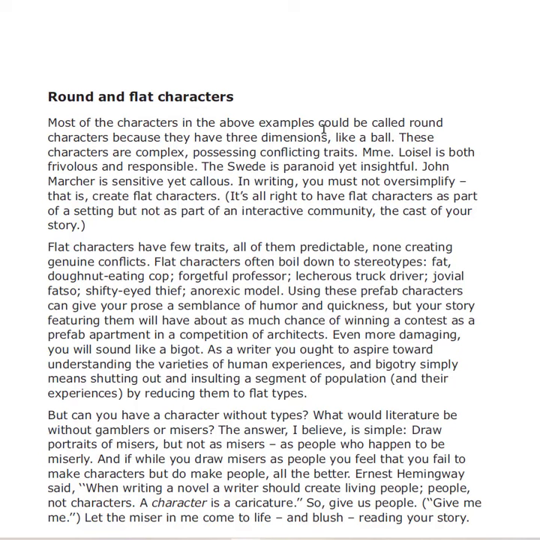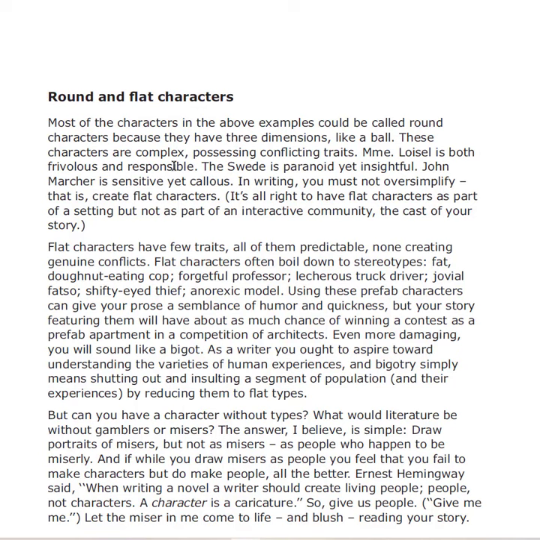Now, in order to have a good story, you have to have good round characters. What is a round character? Most of the characters in a good story are known as round characters. Round characters are fully fleshed out, developed characters that have three dimensions, like a ball. These characters are complex, possessing conflicting traits. For example, in The Necklace by Guy de Maupassant, which is actually on your short story reading list for week 3, Madame Loisel is both frivolous and responsible.